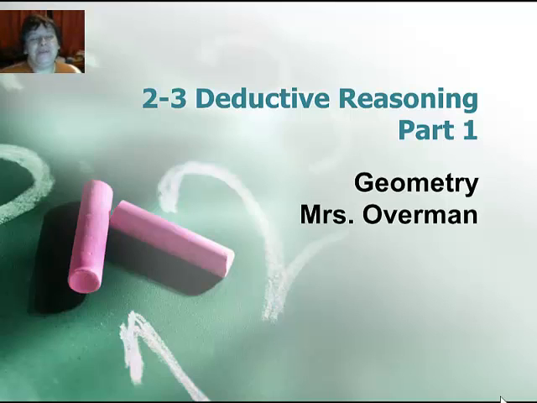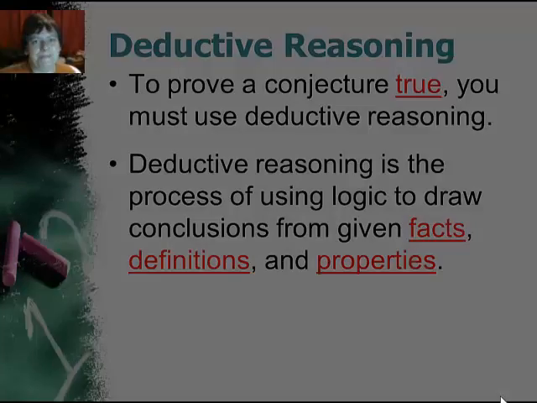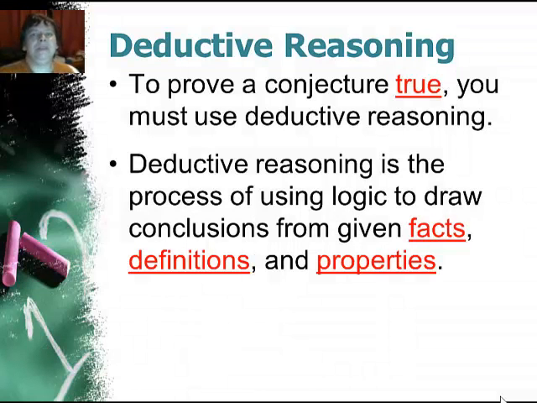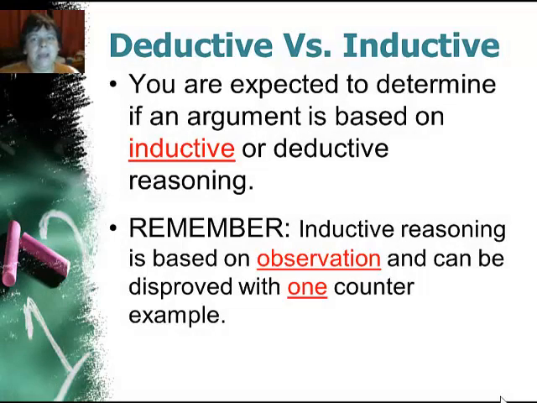So now we're going to start one of my favorite types of reasoning, which is called deductive reasoning. What is deductive reasoning? Well, it's really the only way to prove that something is true. It's the process of using logic to draw conclusions from given facts, definitions, and properties. You are expected to understand the difference between inductive and deductive reasoning.